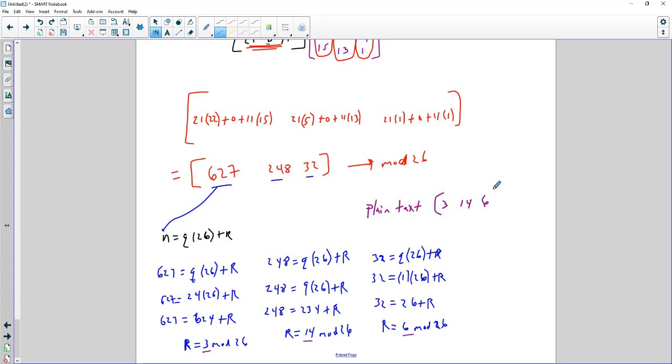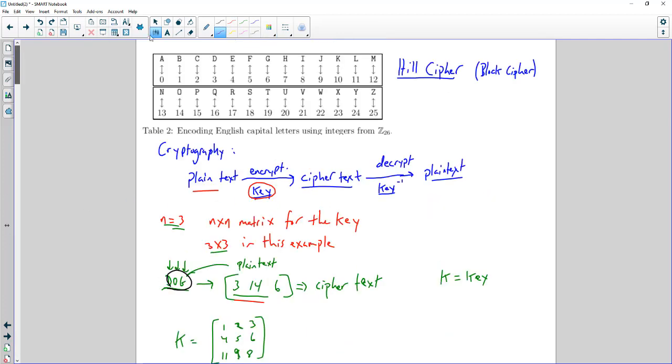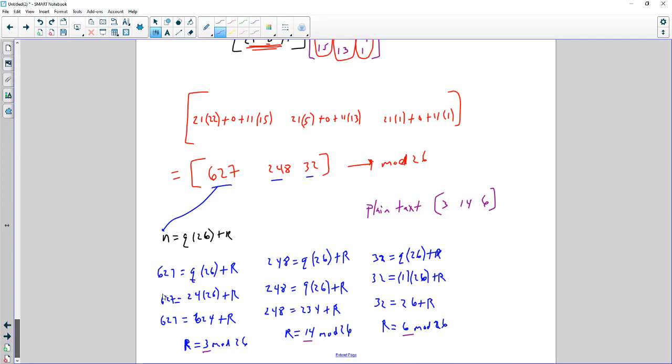And I'm trying to decrypt this message, so I'm just going to look at the alphabet chart and see what 3, 14, and 6 give me. So zip back up here. 3 is a D, 14 is an O, and 6 is a G. So this word is dog. And that's what I started with, dog. Decrypted.